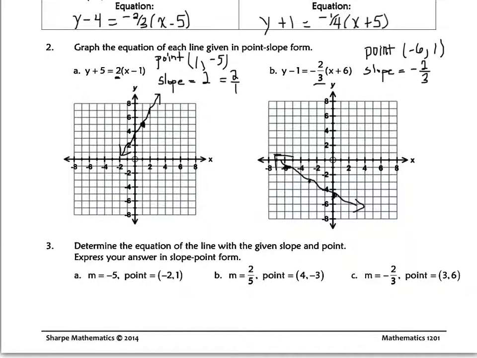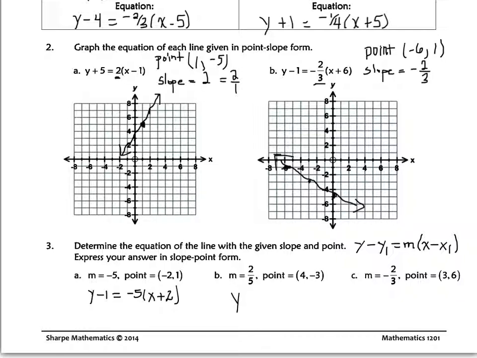And the last question on this page asks you to write the equation of the line with the given slope and point. So that would just simply be substituting into your equation y minus y1 equals m, the slope, outside of x minus x1. So in this case it would be y minus 1 equals slope outside of x minus a -2 becomes x plus 2.